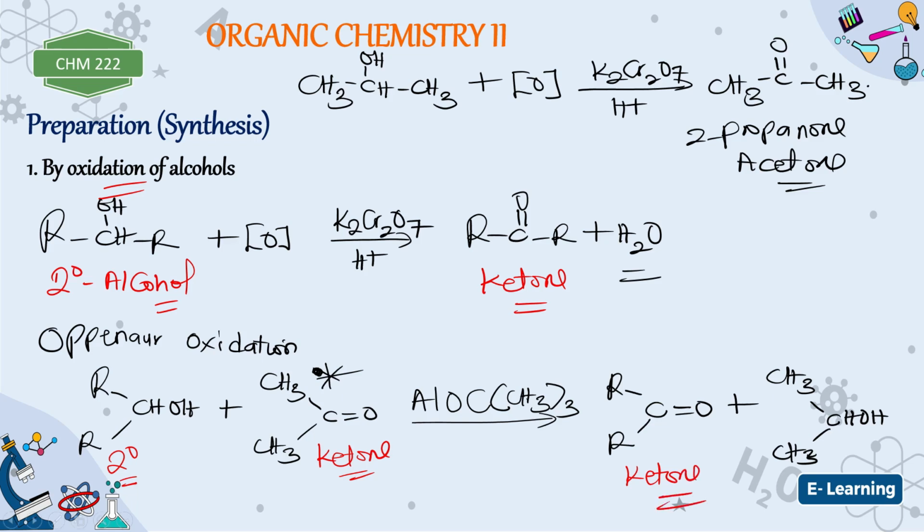Oppenauer oxidation. You must take note that Oppenauer oxidation uses acetone. The structure of acetone is a ketone. I've written it up before, acetone in aluminum tertiary butoxide, to give us a ketone, and then the acetone will be reduced to 2-propanol. We are supposed to write the name not on top, but because of space, that's the reason why I'm writing it on top. Is that okay? So that is that for that case.